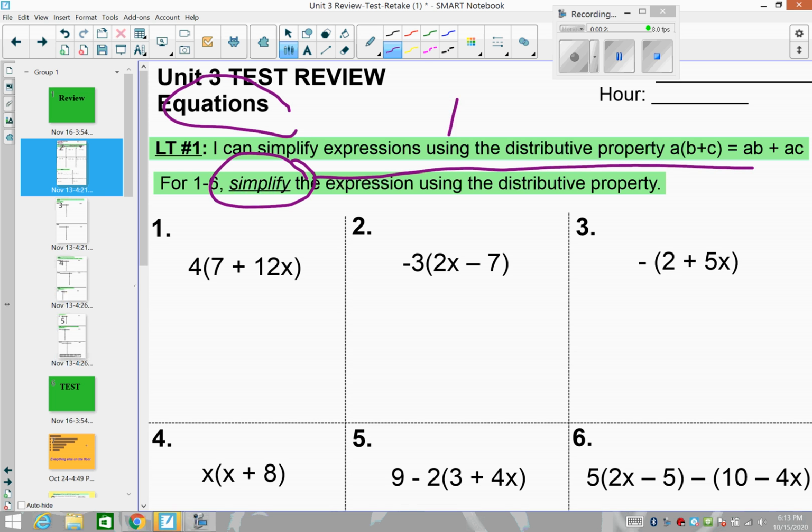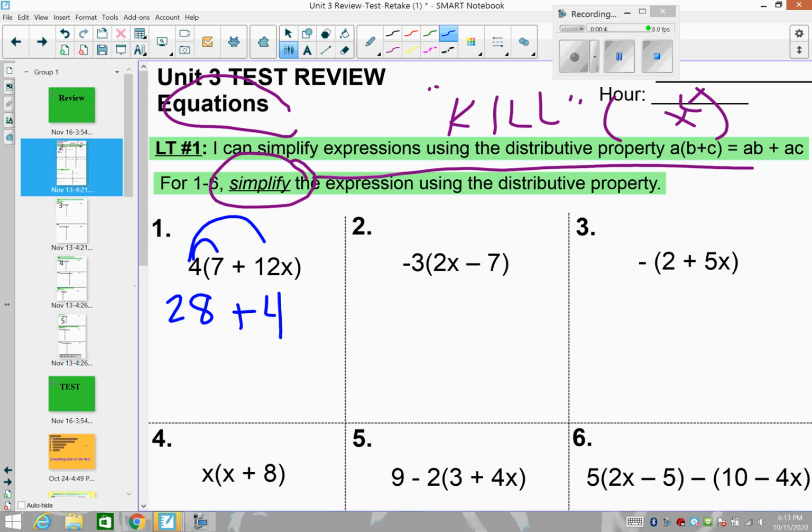The idea is that we need to kill, quote unquote, the parenthesis. How do we kill it when there's an x stuck on the inside? That's why we use the distributive property. We take the number on the outside and multiply it to each term on the inside. So that would be 28 plus 4 times 12 is 48. Reattach the x. Now these are unlike terms, so we're done because you can't combine 28 and 48x.